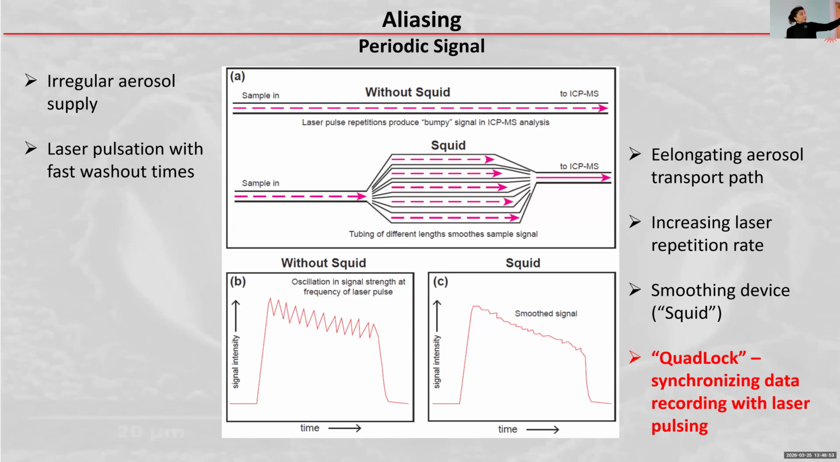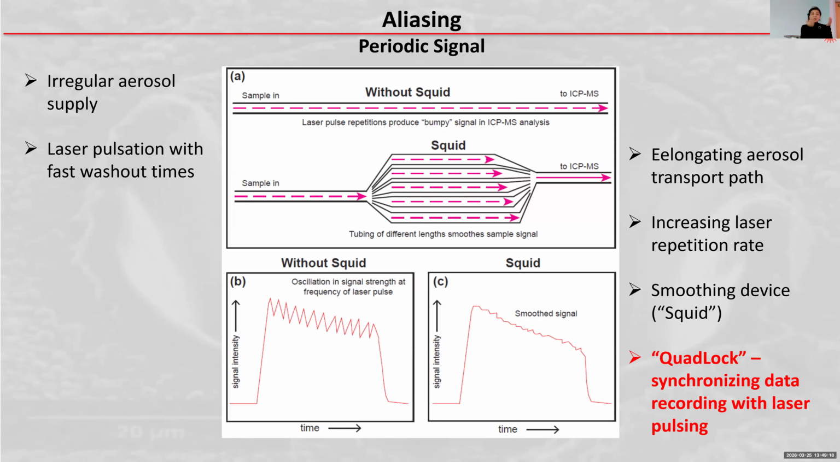However, it's not favorable if you want to have a better analytical uncertainty in your paper. So the way to circumvent that is either, and that's what we have, you put a squid in between. That is basically, you split the tubing that comes out of the laser chamber into several tubings, and then you put them together. That will just mix it out.